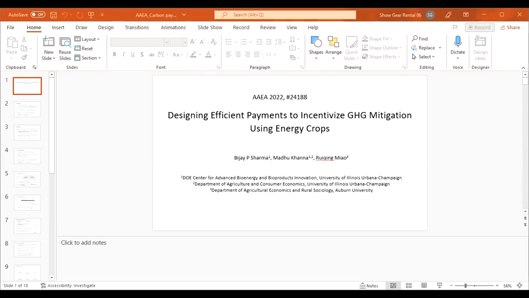So these are some of the analytical results. Basically, we know from economic theory that the social planner would allocate land to energy crop until the NPV of biomass revenues plus soil carbon mitigation benefits, as well as soil carbon stock benefits, exceeds the NPV of grain revenues from row crops. That's the simple economic equality.